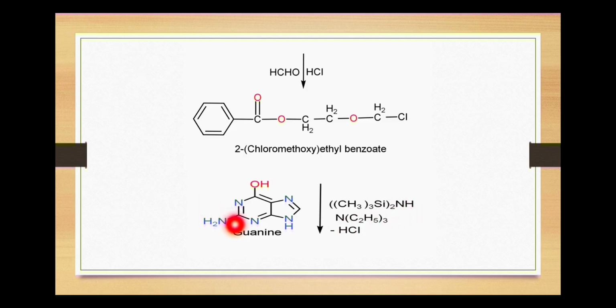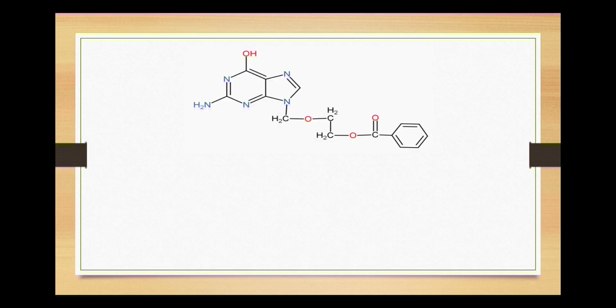The reaction takes place in such a way that the hydrogen on the ninth position of guanine, that is this hydrogen, and this Cl will be removed as HCl, and this whole group then gets attached on this ninth position of guanine. So we have the formation of this compound. Here you can easily see that this whole group gets attached on the ninth position of guanine.